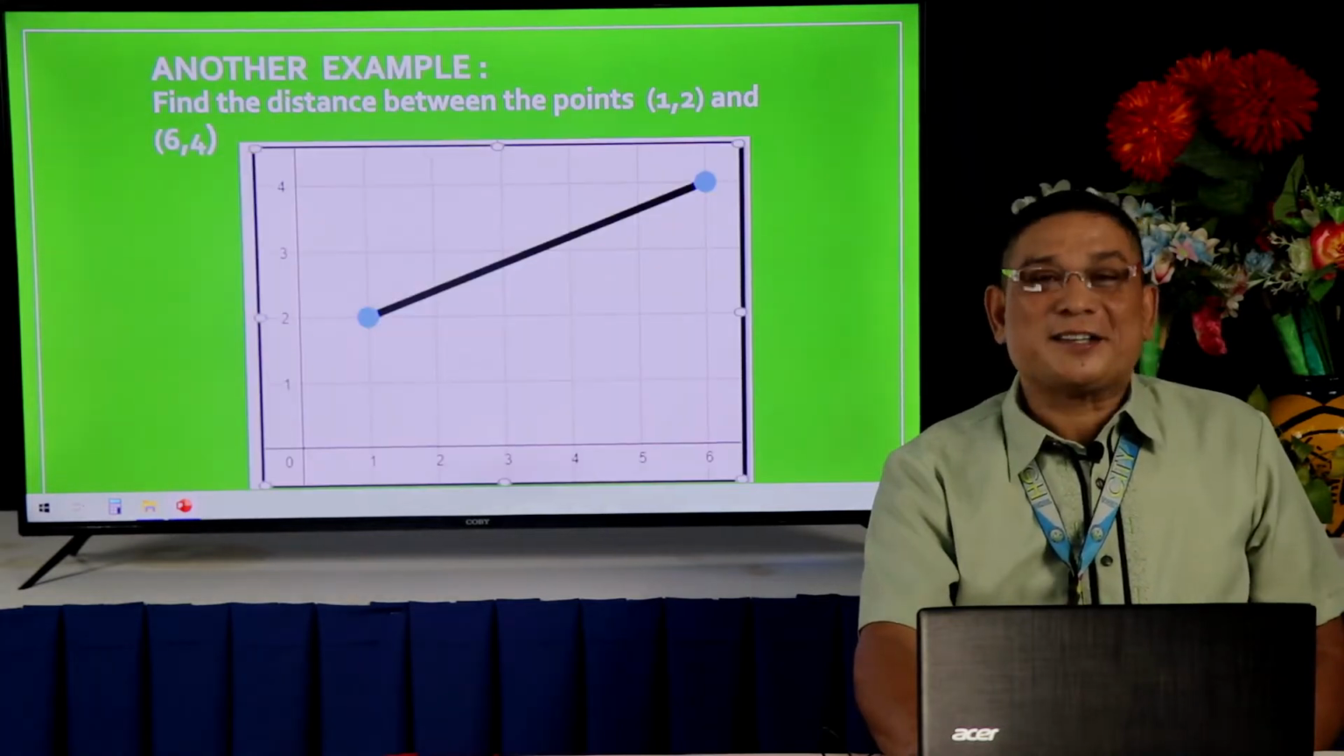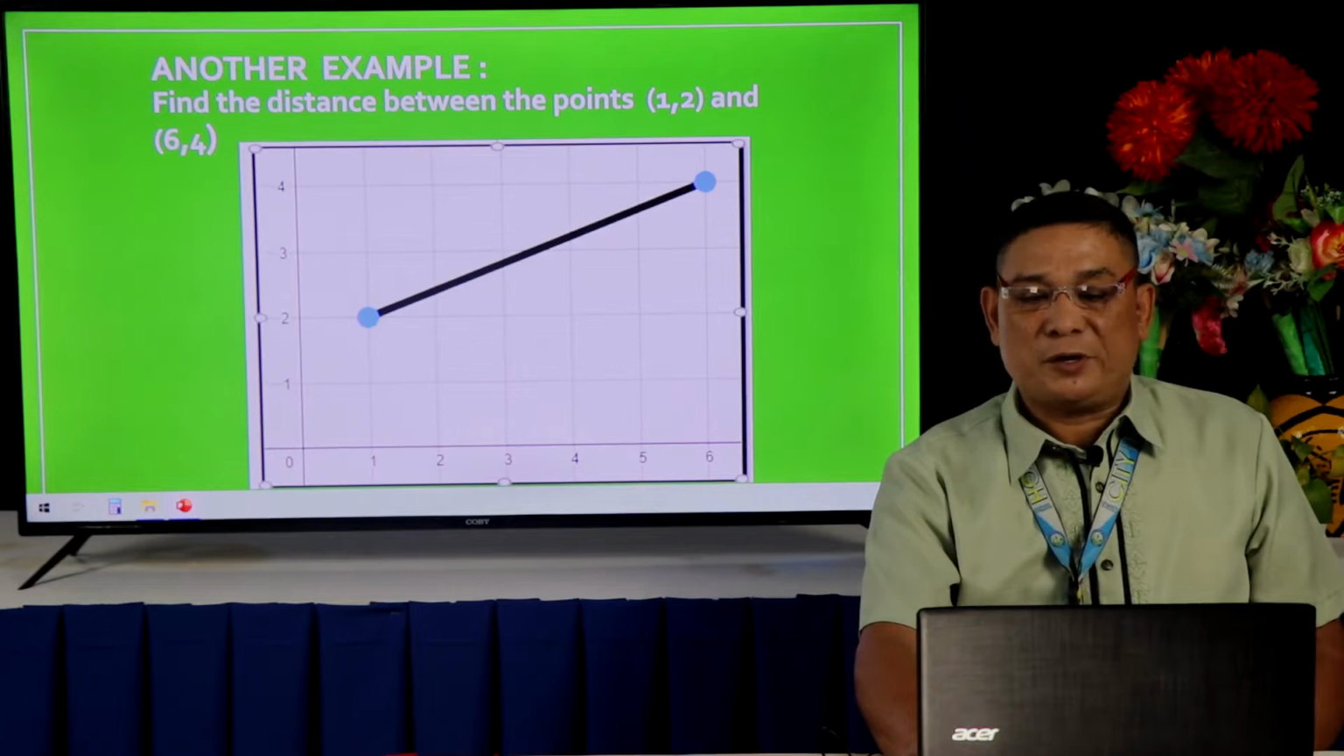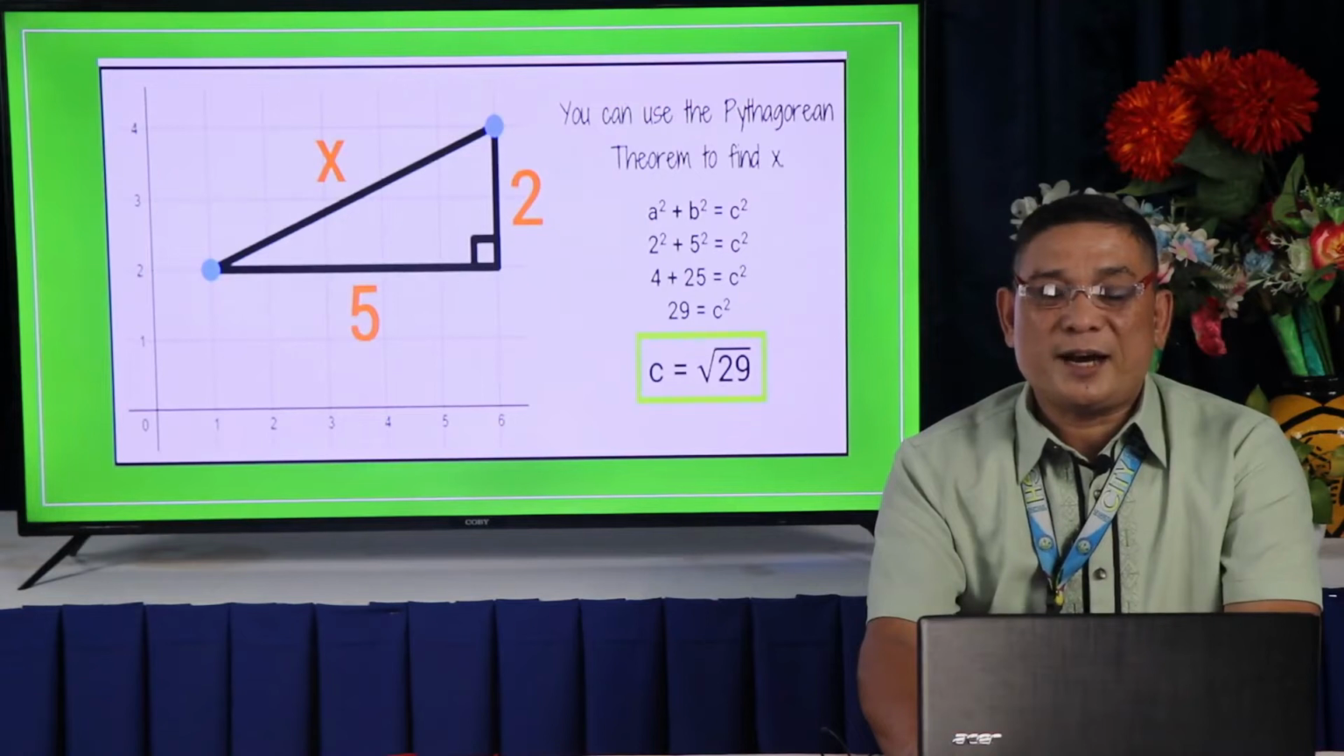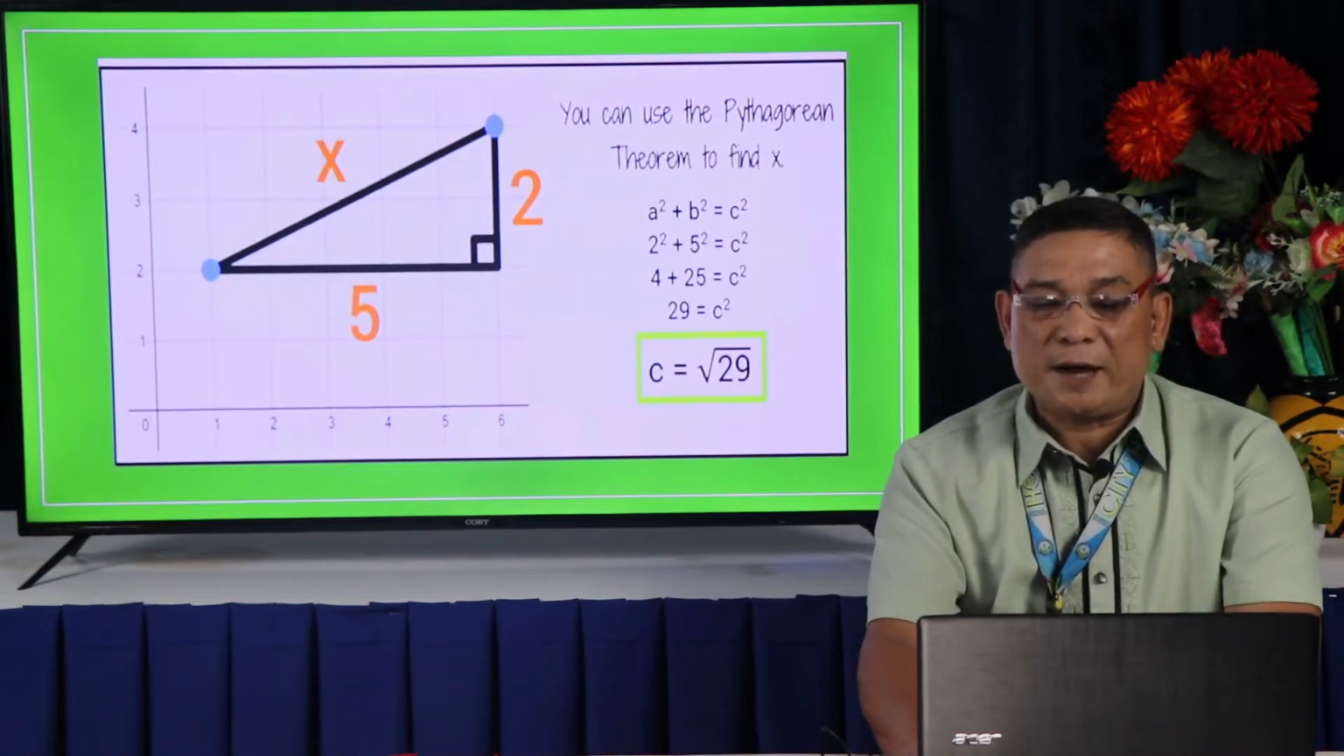Let's look at another example. Say, you have to find the distance between 2 points, (1, 2) and (6, 4). First, let's plot the points on a graph and draw in the line segment between the 2 points. We need to find the length of this segment. Next, we can use the grid lines to create a right triangle. The distance we want to find is the hypotenuse of the right triangle. And we can just count the spaces down and over to find the lengths of the legs.